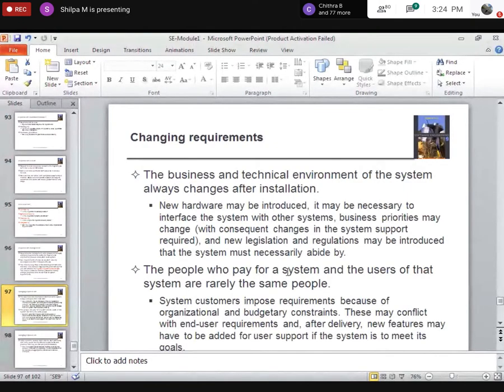The people who pay for the systems and the users of that system are rarely the same. As an end user, there may be changes. Your customer might change, maybe your customer has sold his company or something like that, which leads to new changes. At that time you can't say no, I can't do anything. Yes, changes will be there and there will be a cost associated with that change. You should be able to accept it.